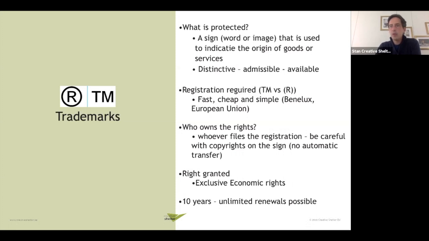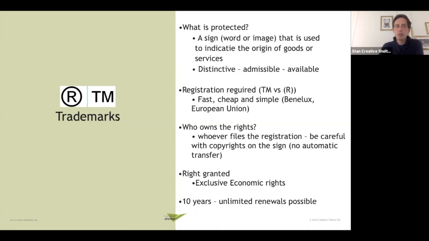It's actually what they call a sign. It's a word or an image, like a word like Coca-Cola, or the logo of Coca-Cola is a good example of a trademark. And this word or this sign is being used to make sure that you indicate the origin of the goods or the services, which means that they need to be able to show, well, okay, this service is rendered under this name.